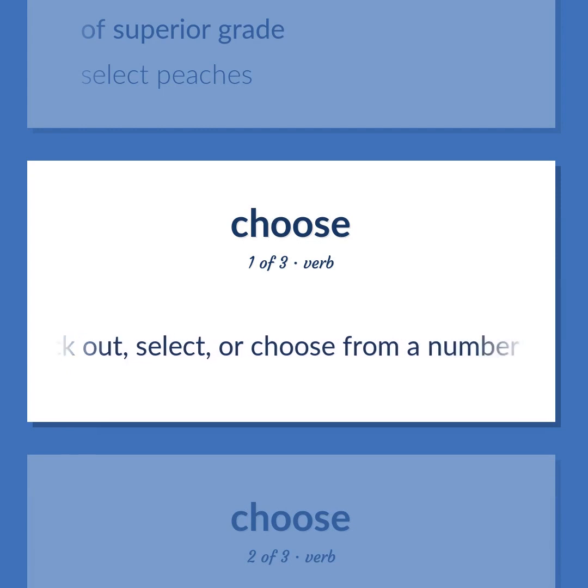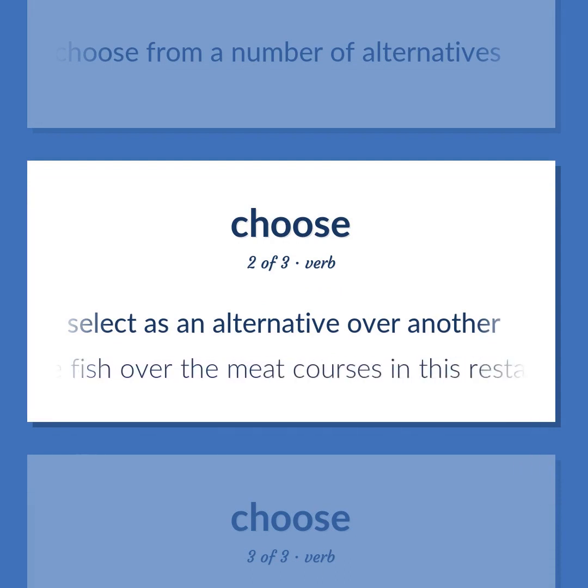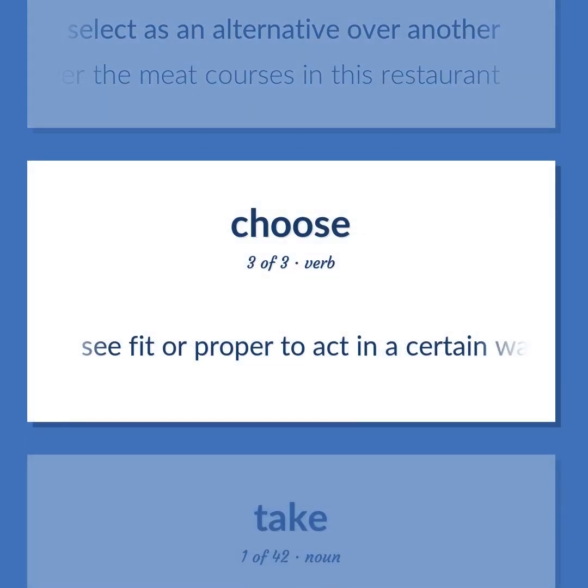Pick out, select, or choose from a number of alternatives. Select as an alternative over another. I always choose the fish over the meat courses in this restaurant. See fit or proper to act in a certain way. Decide to act in a certain way.